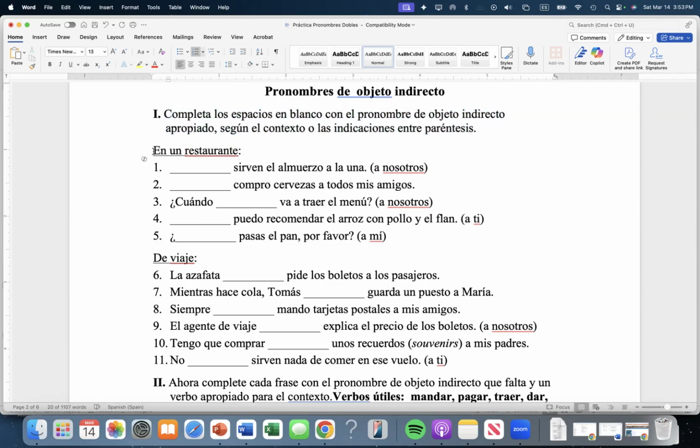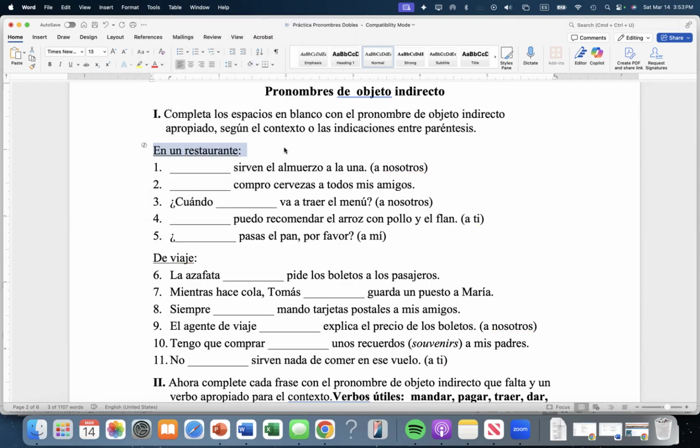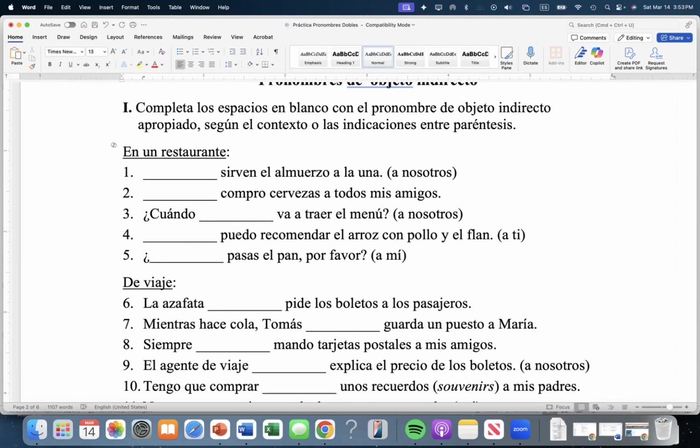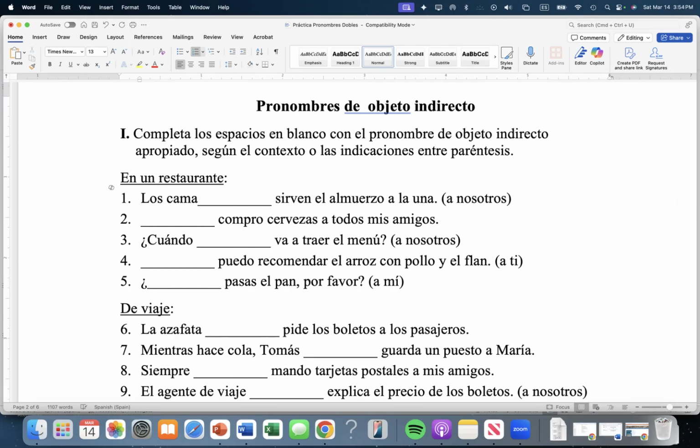Okay? So let's pretend we're at a restaurant, en un restaurante. And let me go ahead and get rid of the underlining, which is distracting. Here we go. We are at a restaurant. Let me make this bigger so you can see it more clearly. This is the context of a restaurant. And then we have a nosotros as your indirect object right here. And sirven, that would be ellos, los camareros, the servers.